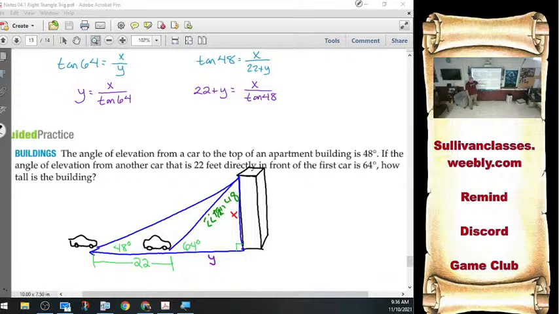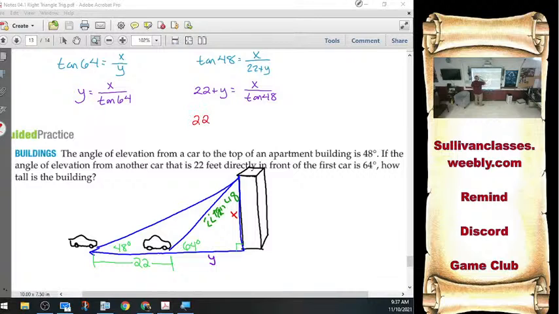This gibberish tries to say 22 sine of 48. But this isn't a right angle. You can't do right triangle trig if it's not a right triangle. So, nice try. Doesn't work that way. But y is stuff. Replace y with stuff.